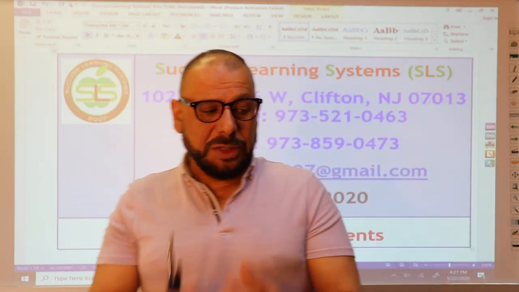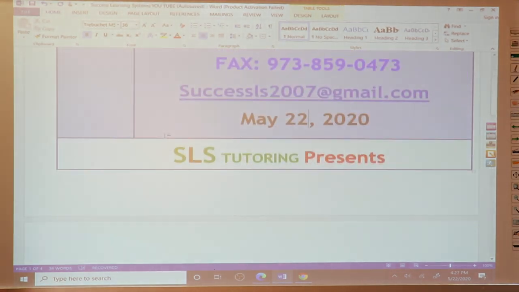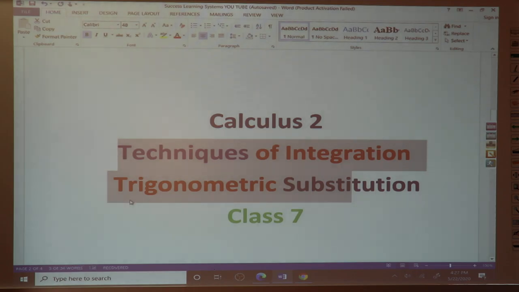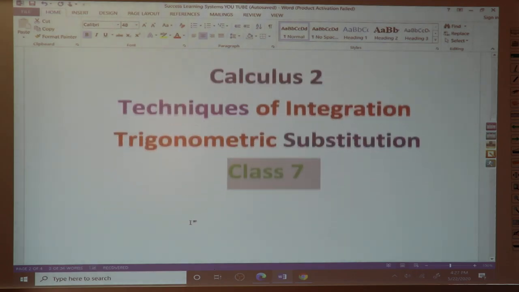I will go over the last problem we did. Then we're still in techniques of integration, trigonometric substitution, class 7.